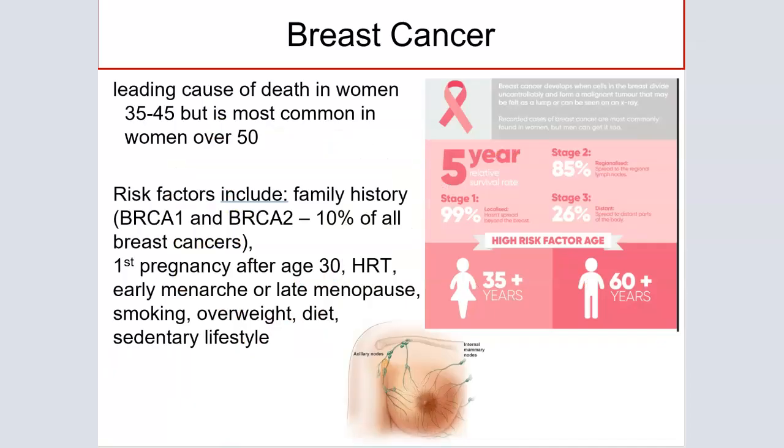So when we look at breast cancer, we do know that that is a leading cancer cause. It's a cause of death in women, usually 35 to 45. It does tend to increase over the age of 50. There's a lot of risk factors for this. We know it's genetic. You can actually get tested for these two genes, BRCA1 and 2, and they cause 10% of all breast cancers.